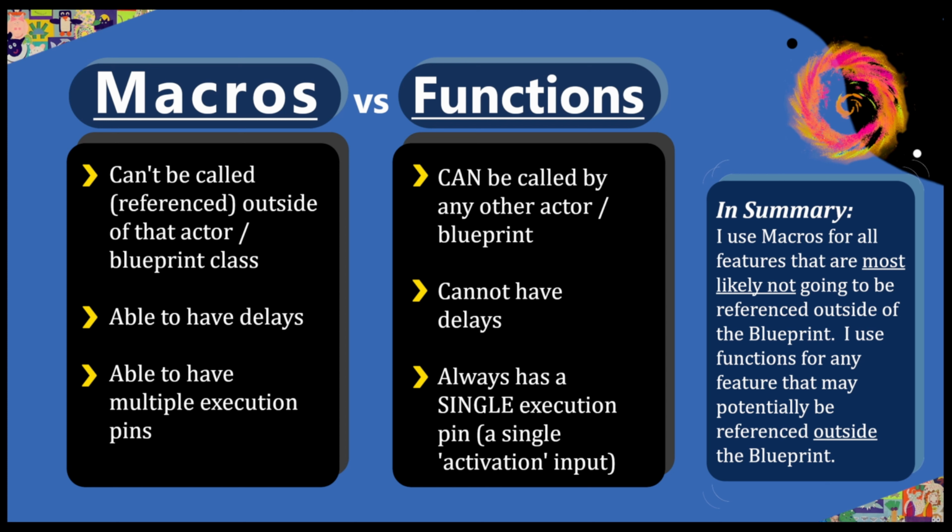So for example, delay nodes, which we'll get into probably in about 10 or 15 episodes. Delay nodes are really useful because you can set a certain amount of time to pass before executing the next node in the string of nodes you want to have happen. And you could do that in a macro, but you can't do that in a function. And also macros can have multiple execution pins, so they can actually run more than one string of events that happen along the chain. So in summary, I tend to use macros for any features that are most likely not going to be referenced outside of the blueprint.